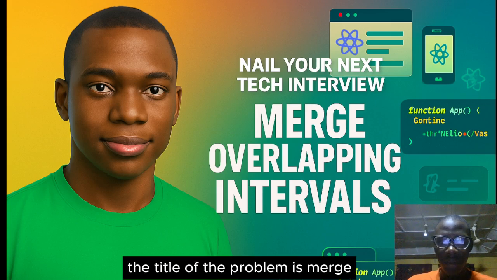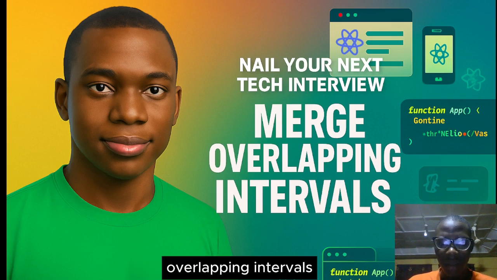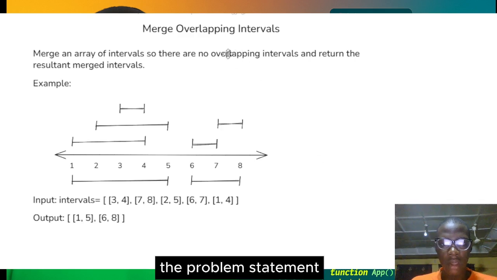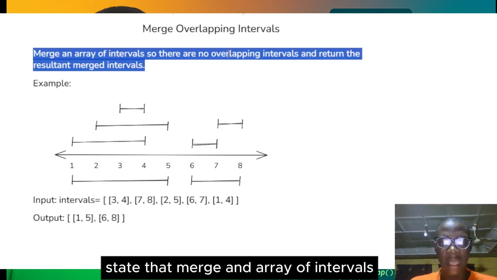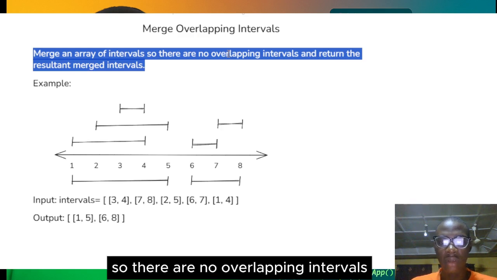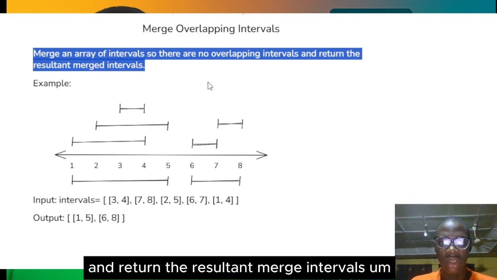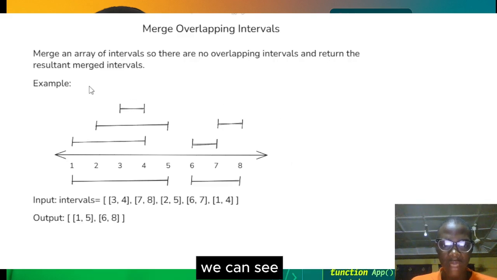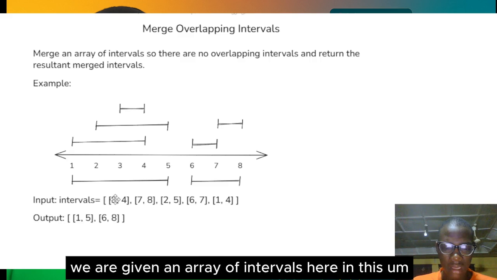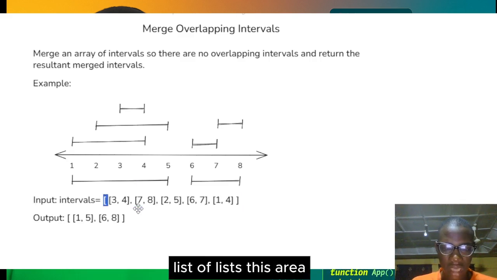The title of the problem is Merge Overlapping Intervals. The problem statement states that we should merge an array of intervals so there are no overlapping intervals and return the resultant merged intervals. We can see we are given an array of intervals here, in this list of lists.